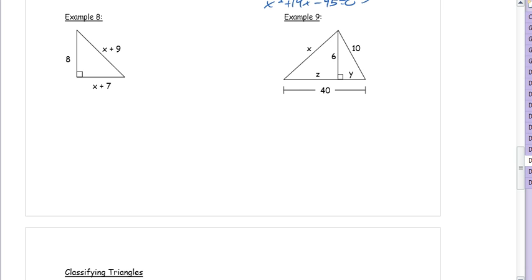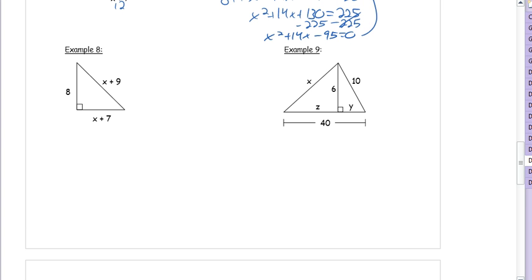Moving on. Okay, so we have another one, example 8. Again, you have A, B, and C. I want you guys to try this one for tomorrow. So you're still foiling. I'll check to make sure you've had the ones that I've highlighted so far.